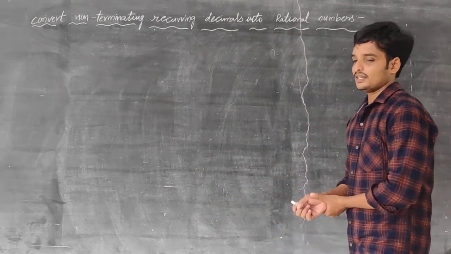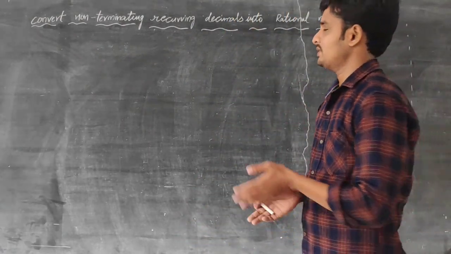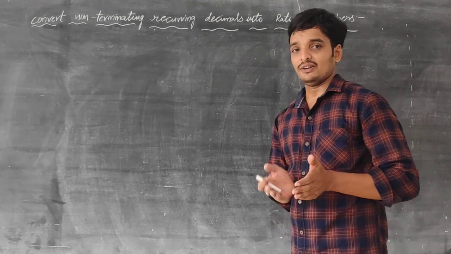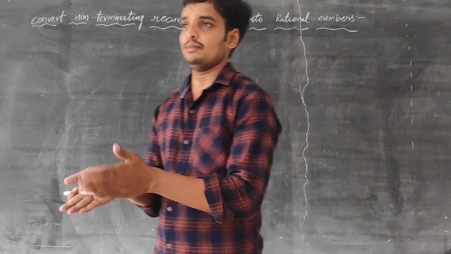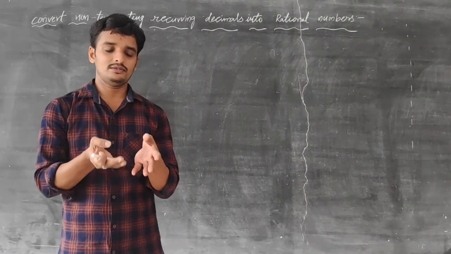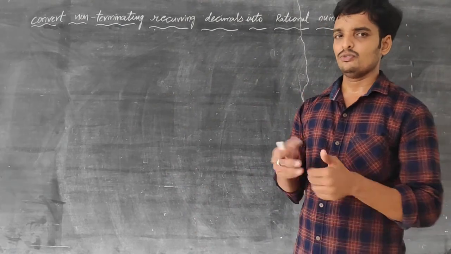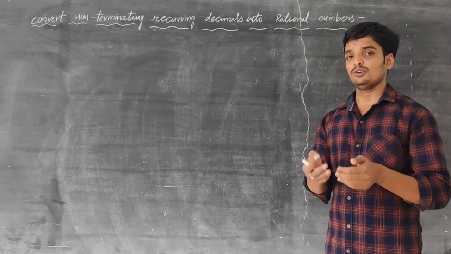Okay. In the last class, we discussed the topic of conversion of decimals to rational numbers. They give us decimal numbers and we have to convert them. We completed 0.5, 0.25, 1.45, and converted them into rational numbers.